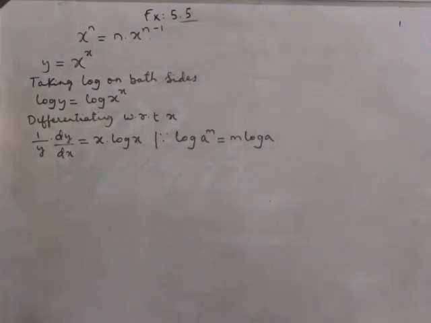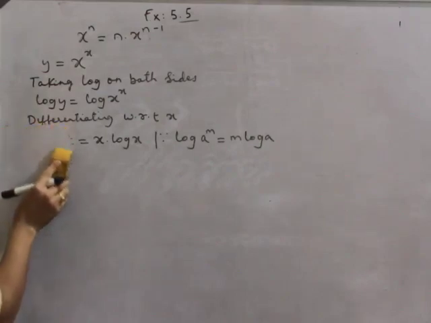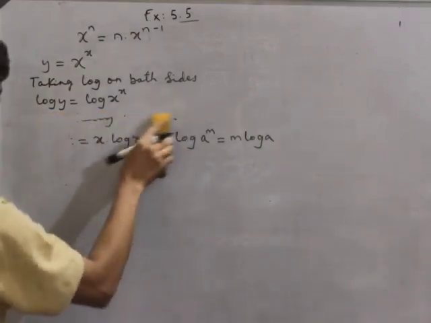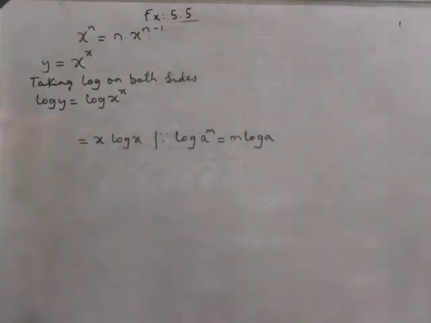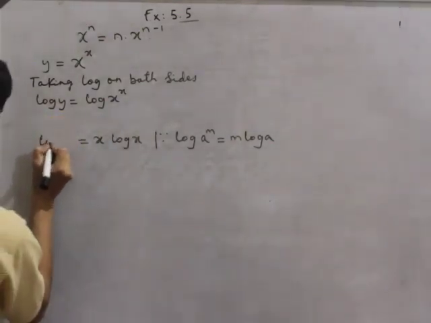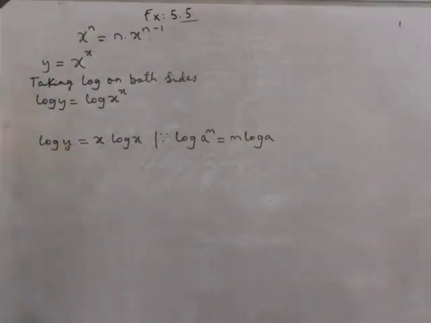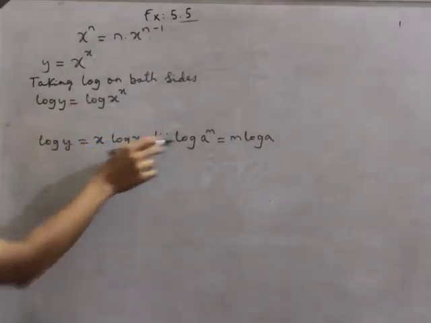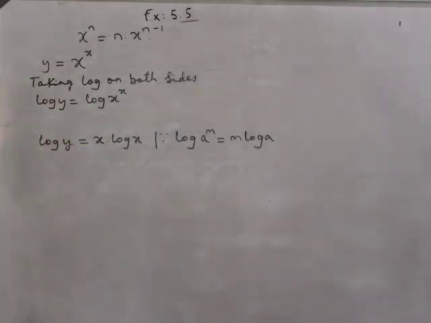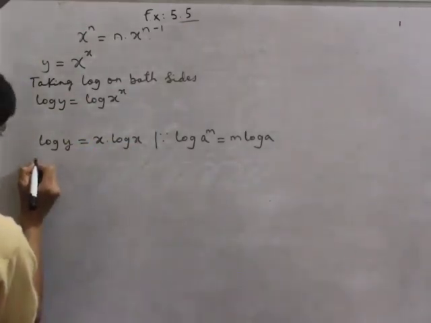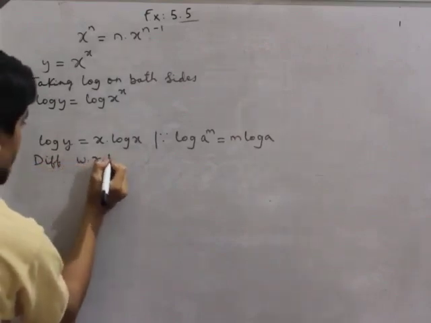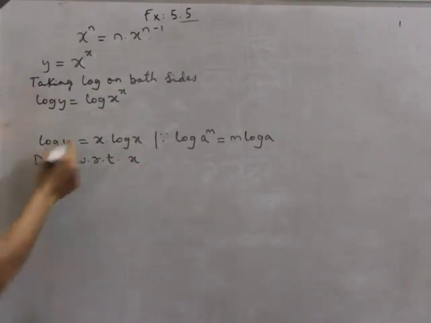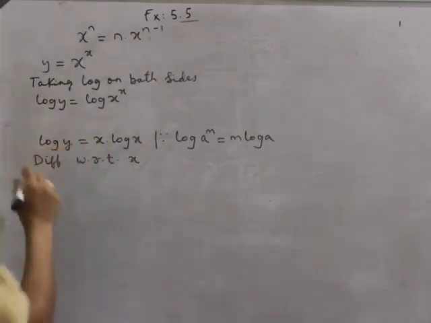Here we have not differentiated yet. We still have one more step. So write it as it is: log y is equal to x into log x. Still I am only simplifying according to the laws of logarithm. Now we have to differentiate with respect to x. So when you differentiate this function with respect to x, what do you get?